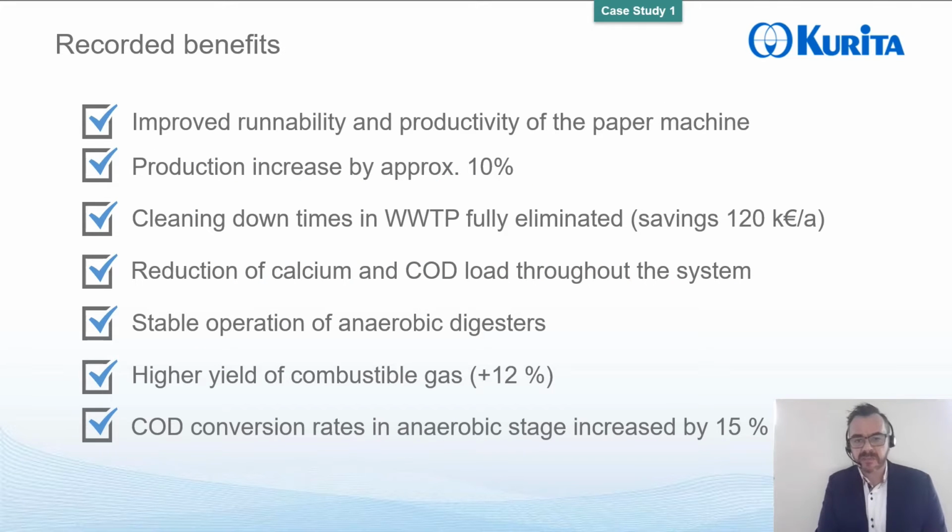So to summarize the first application, you saw that we were able to reduce the COD, increase the pH, and reduce the calcium load. But in addition, you can see, for example, that the performance of the anaerobic stage, especially gas production, was increased by 12%. So this is an additional benefit we achieved in this paper mill. Also, I would like to mention that the customer was able to increase production by roughly 10%. This was related to better strength of the paper.